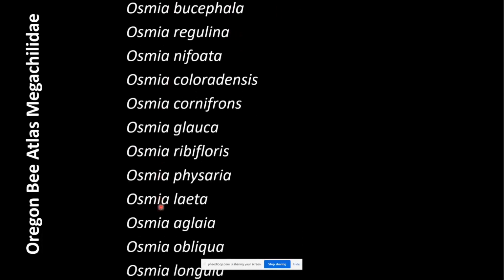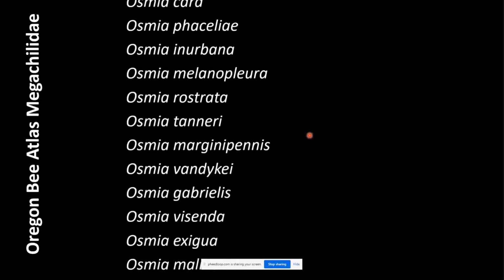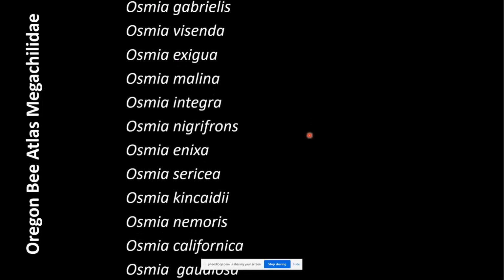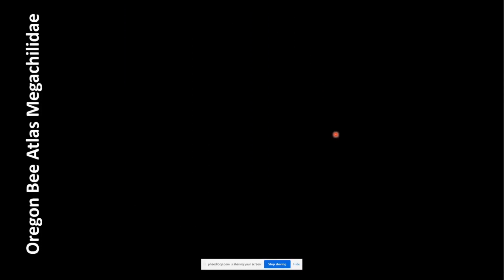Osmia are our mason bees. We estimate there's more than 75 species of mason bees in the state of Oregon, which is super cool. They're in every ecoregion. They have all sorts of cool floral associations, which I love.